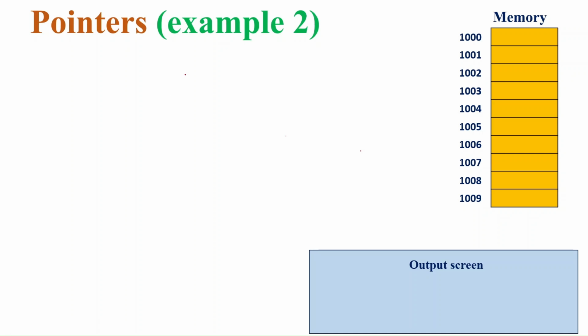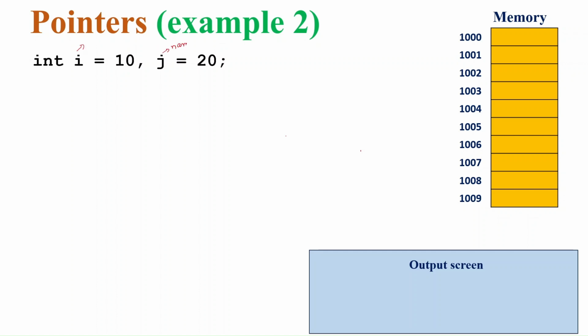In this video, we will learn how pointers work using a simple example. int i = 10, j = 20. So here we have two variable names, i and j.